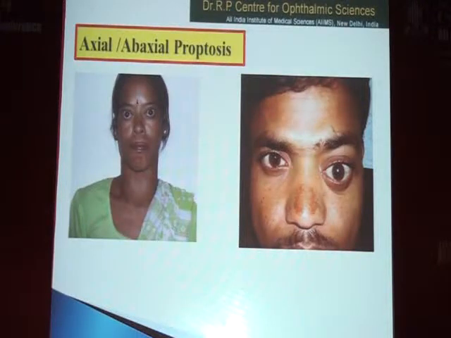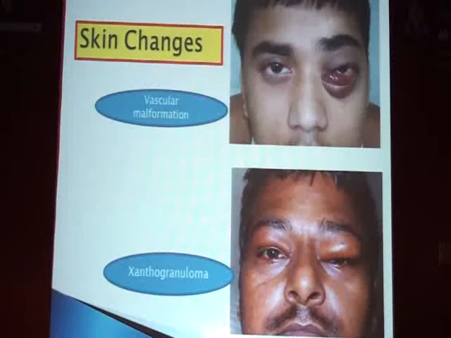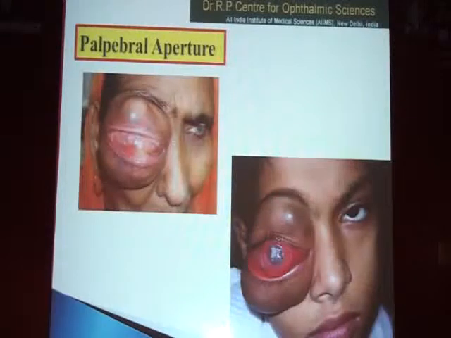Then in patients with axial proptosis, you will have bilateral protrusion of the eyes along with the lateral flare, a classical case of thyroid disease, and abaxial proptosis like in this adenoid cystic carcinoma patient. Then look for periorbital fullness as per the lesion. But then you have to look for skin changes, which can especially be seen in vascular malformation, like this reddish discoloration of the surrounding skin, or xanthogranuloma with bilateral lid swelling.